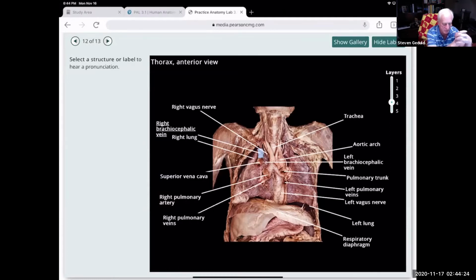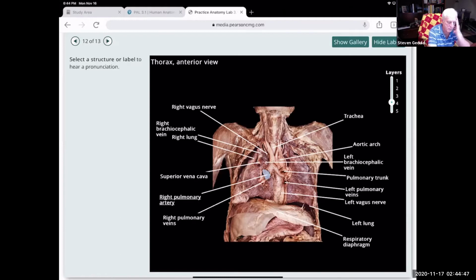That's where your lymphatic system drains back into the circulatory system. You see the right lung again. You see the superior vena cava. Remember, the superior vena cava is distal or posterior to the right brachiocephalic vein, just below it. You see the right pulmonary artery.